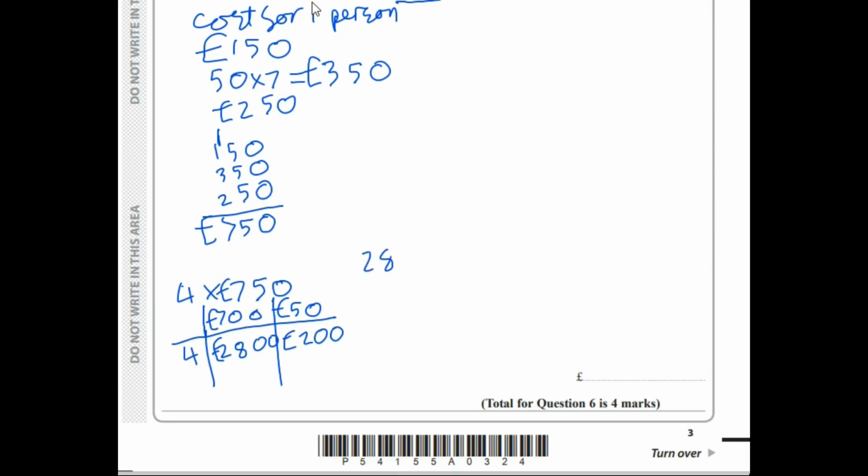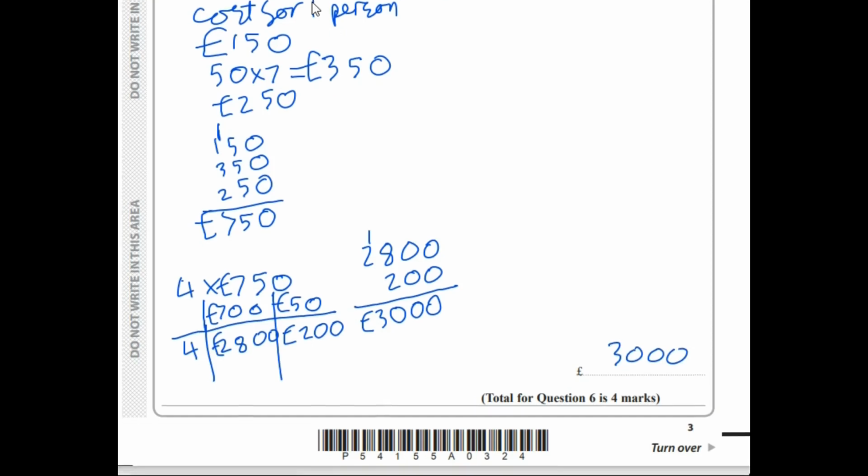So 2800, 200. So 0, 0, 8 plus 2 is 10, so a 0 here, carry a 1, so 3. So our final answer is £3,000. Right, so that's our final answer for this question.